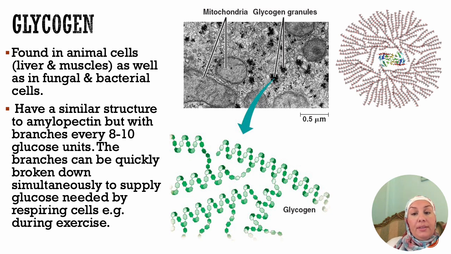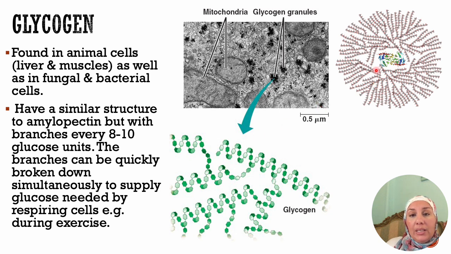Now glycogen, the third carbohydrate that we want to talk about. It's a long molecule as well. It is a macromolecule, but we only find it in animal cells, such as liver and muscle cells, and we find it in fungal cells and bacterial cells, so we will never find it in plant cells. Okay, please remember that. It has a similar structure to amylopectin. The only difference is that there are many more branches. Every 8 to 10 glucose units, we will find a new branch.